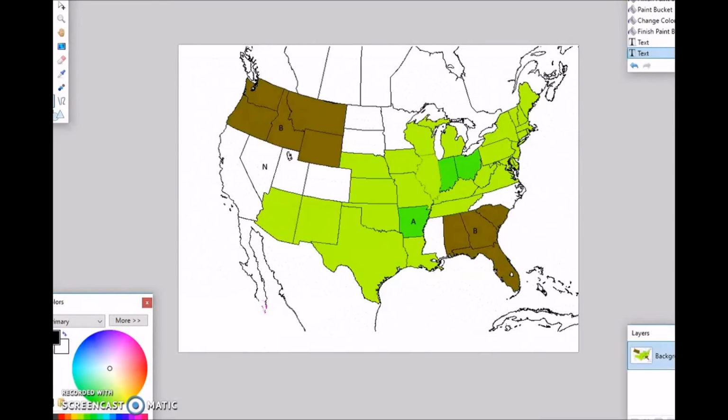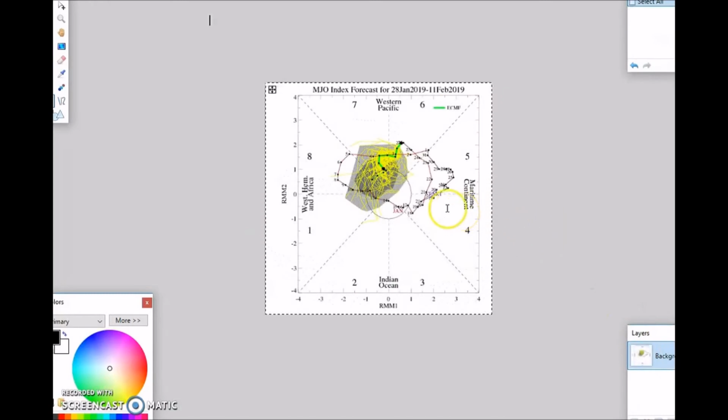Oh, one thing I want to show. Almost forgot. Another graphic. I want to go over the MJO.